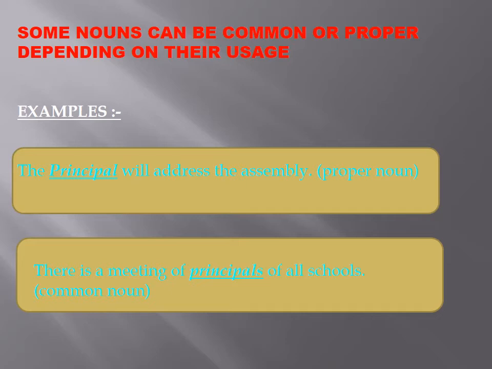Coming to the next sentence, there is a meeting of principals of all schools. There is no special principal mentioned here. All the principals common to all the schools will be coming. So in the first sentence, we know which principal we are referring to because perhaps we know in which context it is being used. Hence, we use the word principal with a capital P. But in the second sentence, the principals that we are talking about is common to all the schools and we are not pointing them out in particular.